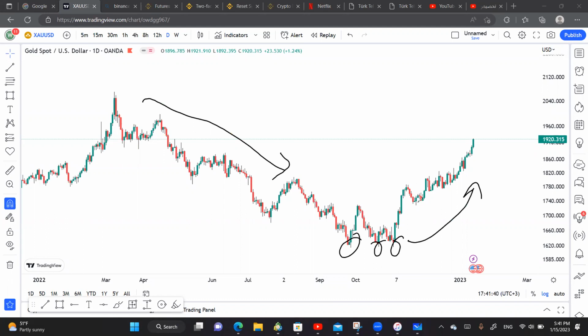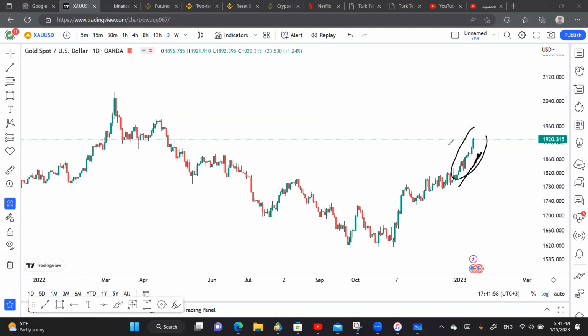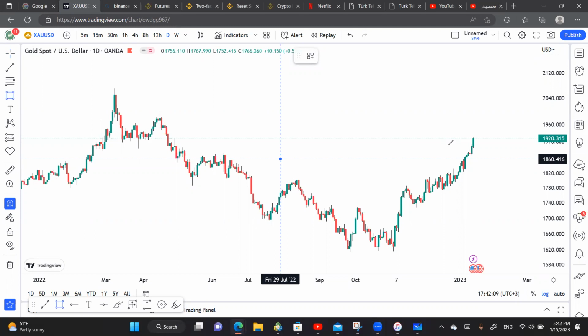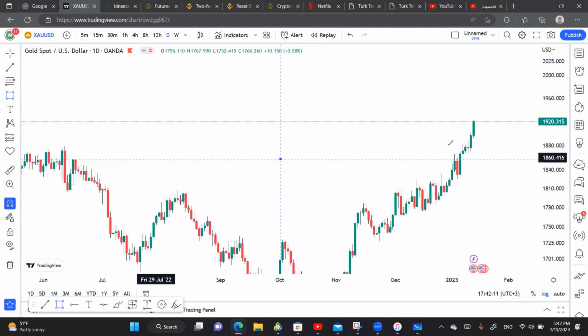Now, the point I will be talking about is especially at the end of the trend or at the end of the move, especially these two candles. And I am going to mark up a certain zone that should be an area of interest.